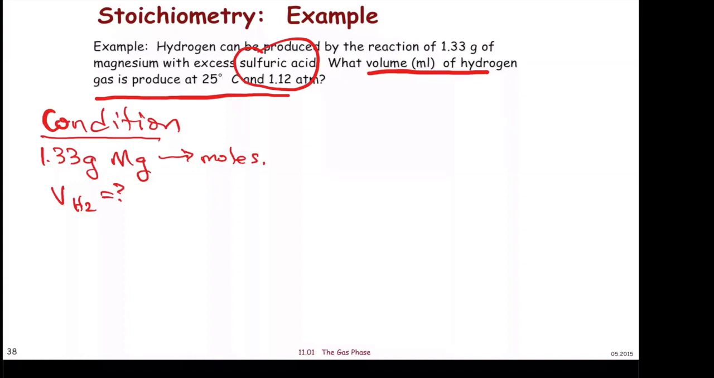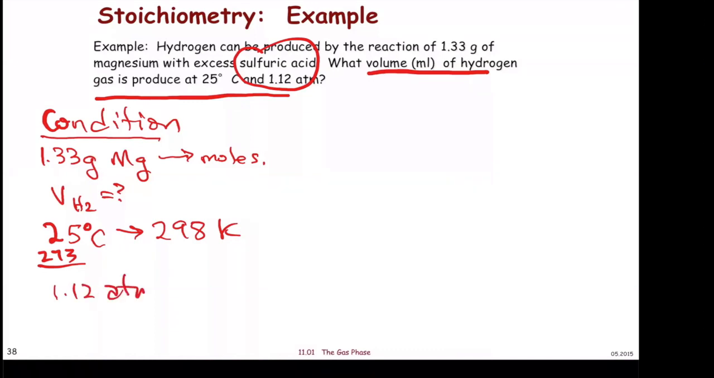So we're calculating the volume of hydrogen gas, and it tells you that the conditions are 25 degrees Celsius. Automatically convert that to Kelvin. No matter what, you have to use the Kelvin temperature. So if you add 273 to this, that's going to be 298 Kelvin. And we have 1.12 atmospheres, and that's good because then we don't have to convert that. It's already in the units that we want. So we have the temperature, we have the pressure, we're calculating the volume. And remember, PV equals nRT.